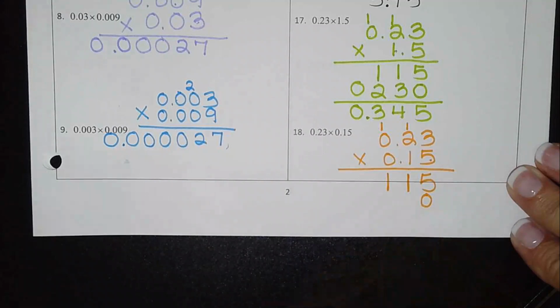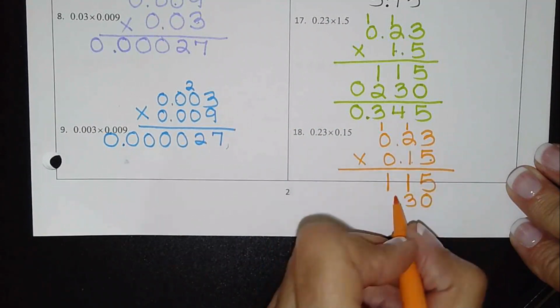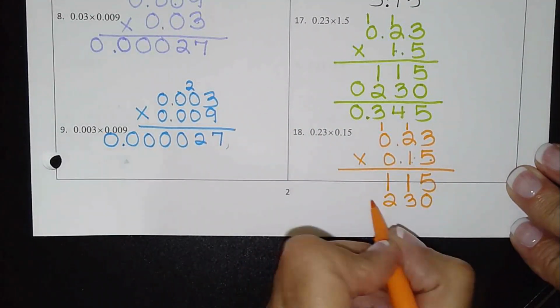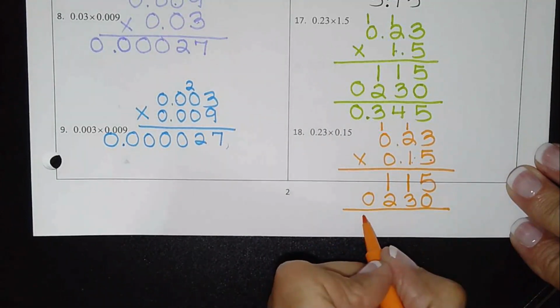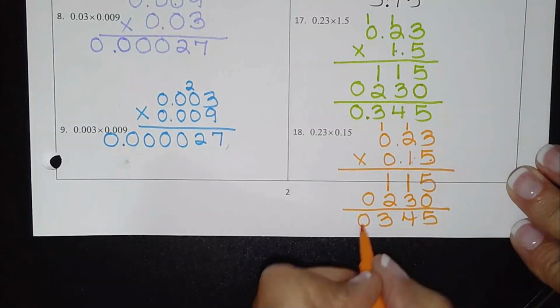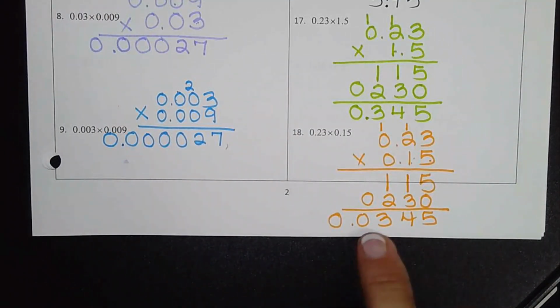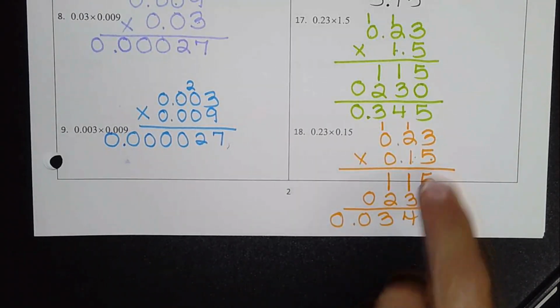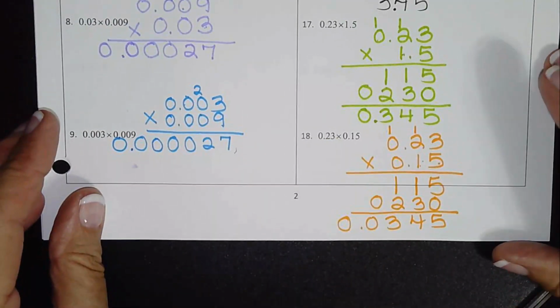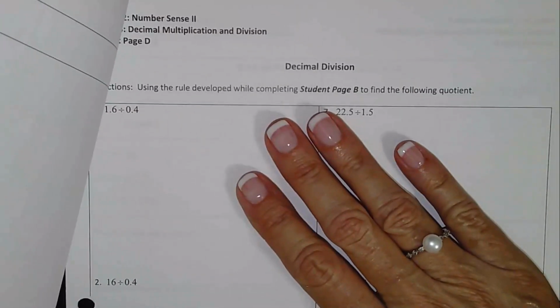Add our 0, because we have a second line. 1 times 3 is 3. 1 times 2 is 2. 1 times 0 is 0. So we get 0, 3, 4, 5. 1, 2, 3, 4 decimal places. Add a 0 in front, just as we expected. So the final answer needs 4 decimal places because 2 plus 2 is 4. So the next page is blank, so we're not going to do that obviously. And we'll start our next video with student page D. So see you in a little bit.